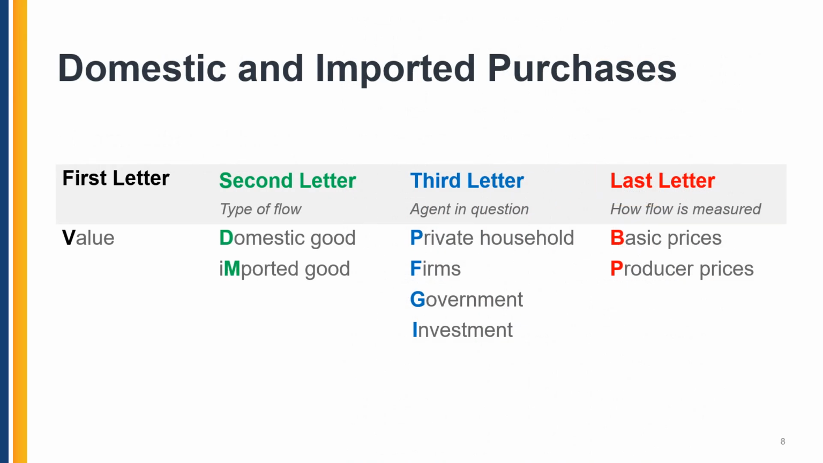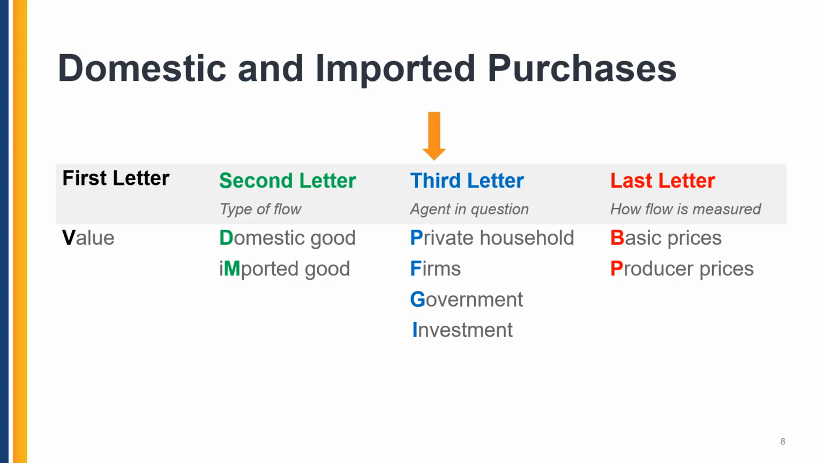To understand the coefficient naming convention for these types of flows, we'll run backwards through the 4 letters and then put them together in a few examples. The last letter of the coefficients will end with B or P, with B indicating a purchase measured in basic prices, and P a purchase at producer prices.